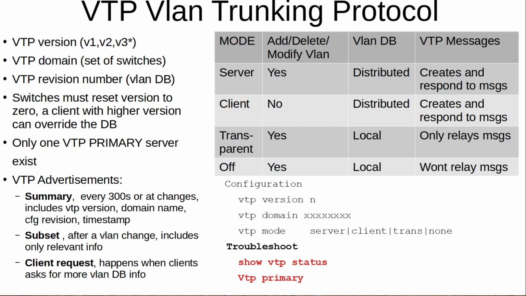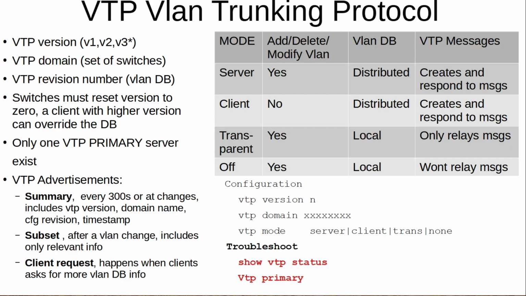How can you configure switches in VTP? Your modes are server, client, transparent, and off. Servers can do anything. Clients cannot modify the VLAN database. They only receive changes from the servers. Transparent switches can have their own local VLAN database. They will not play along with the distributed VLAN database, but they will relay VTP messages if they see one. Switches configured in off mode can have their own local VLAN database, but they will drop VTP messages and won't relay them.